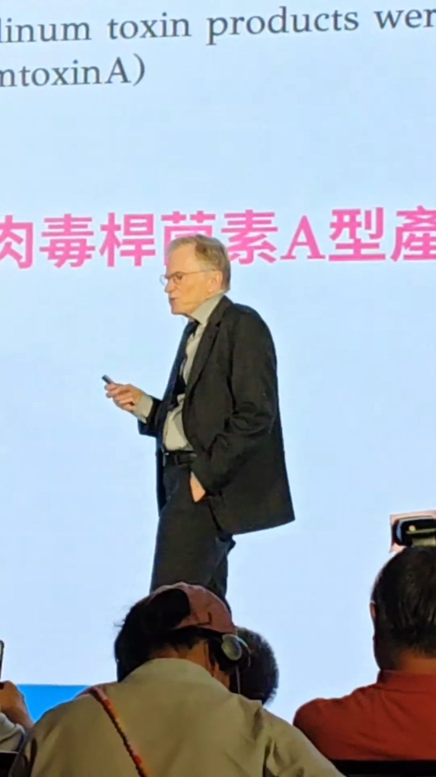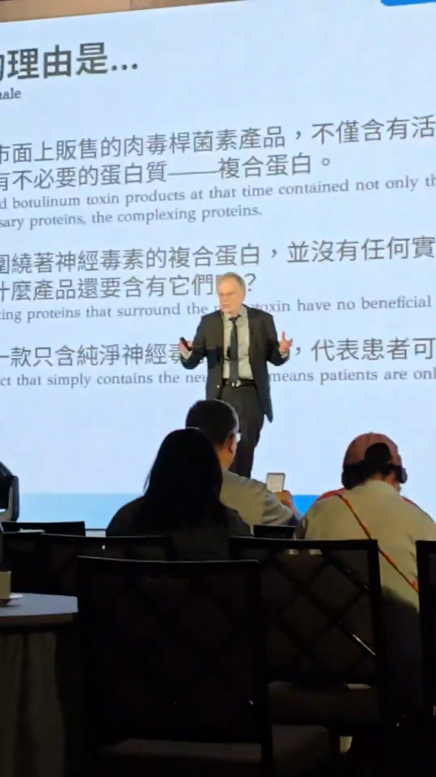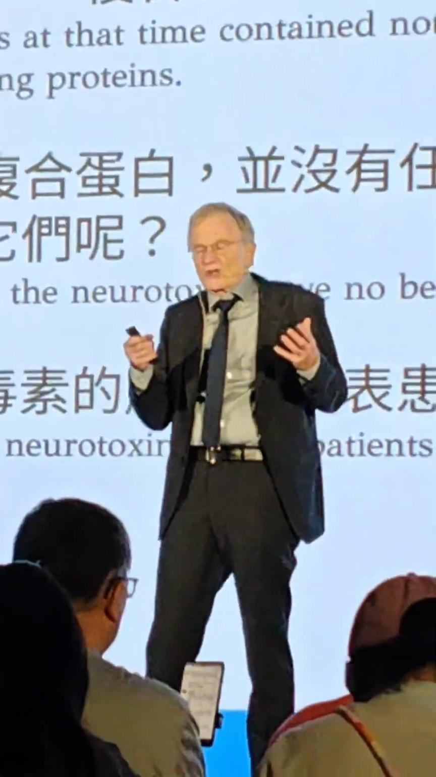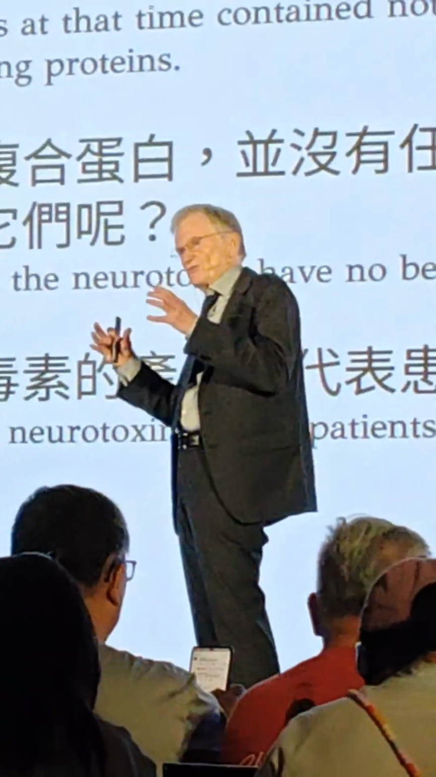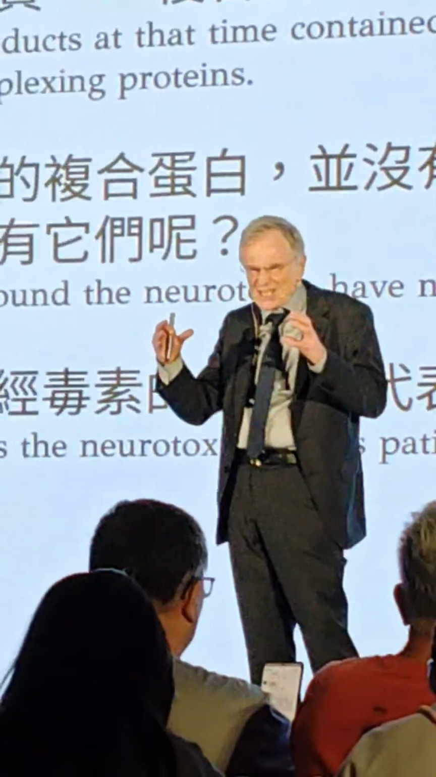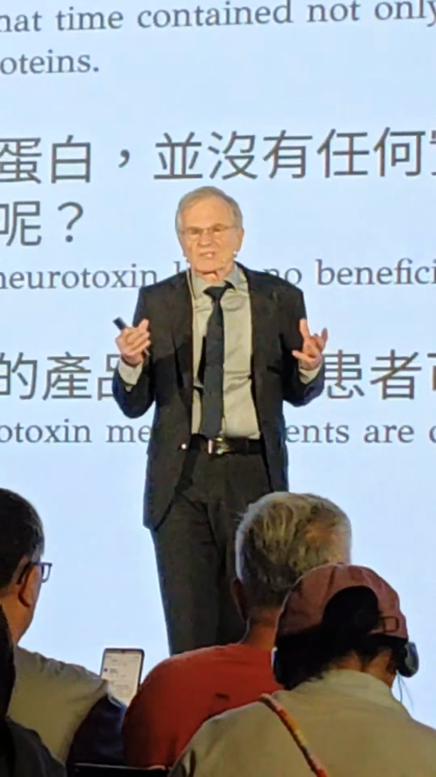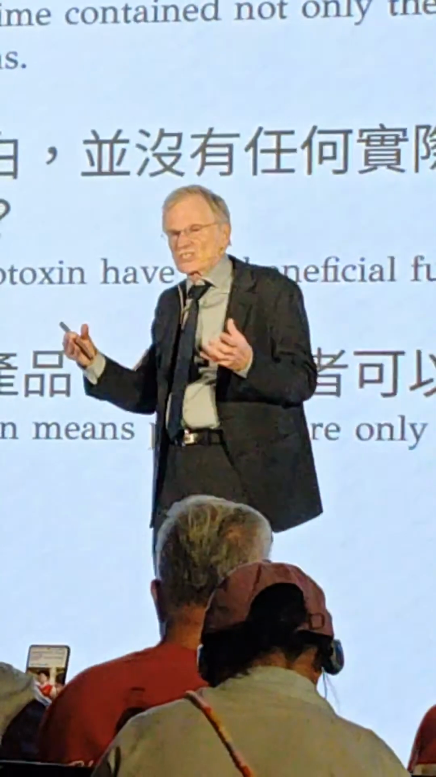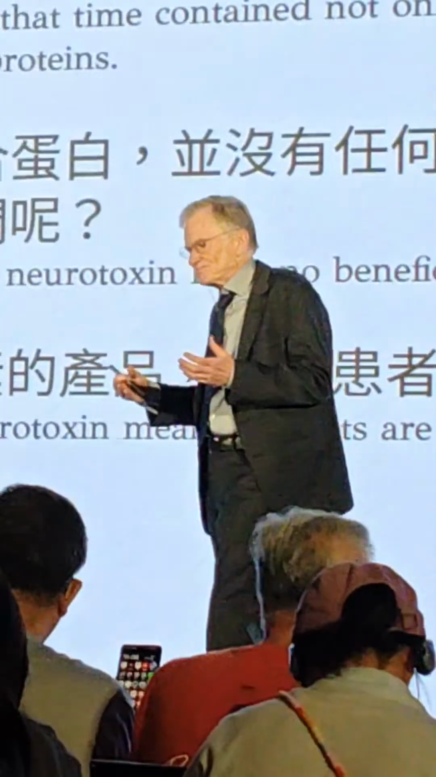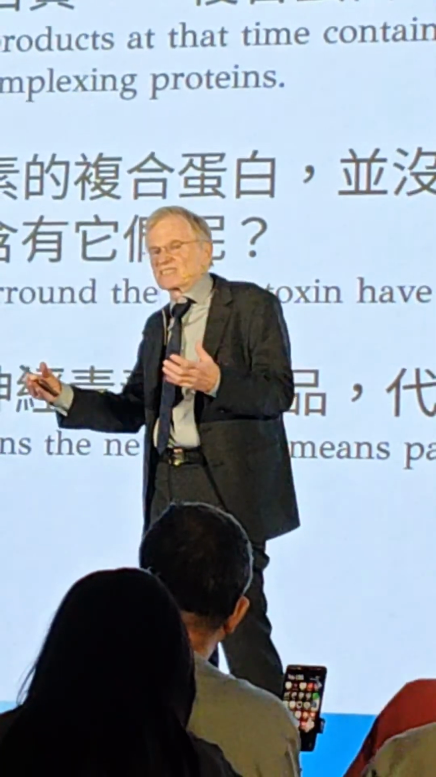So in the 90s, when I started with the development of the pure neurotoxin, there were 2 products on the market. Do not need them. Why inject? So the complexing proteins which surround the neurotoxin are not beneficial for the patient. So why inject? Doesn't make sense to me. In other words, a product which is simply based on the pure neurotoxin means that the patient gets the injection the patient needs for the therapy.